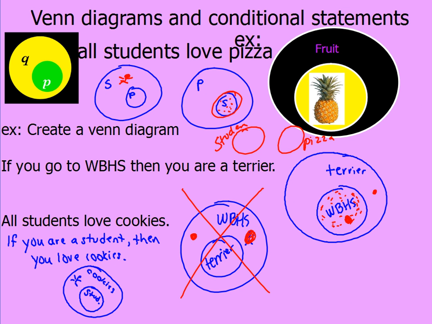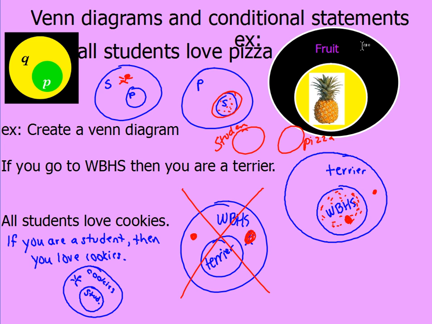Venn diagrams, hopefully this is something that you've seen before. You can use a Venn diagram to show a conditional statement. So for example, it's always if P then Q. For example, if it is a pineapple, then it is a fruit. It wouldn't make any sense for those to be switched around. You wouldn't want to say if it is a fruit, then it's a pineapple, because there are other fruits besides pineapple. But pineapple really can't be classified as anything else other than fruit. That's true.